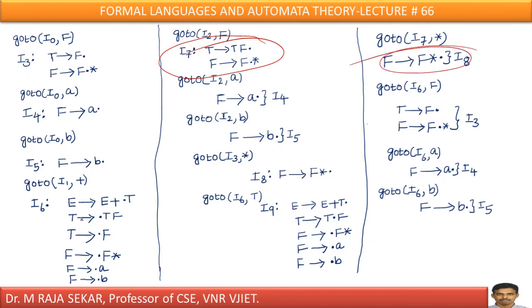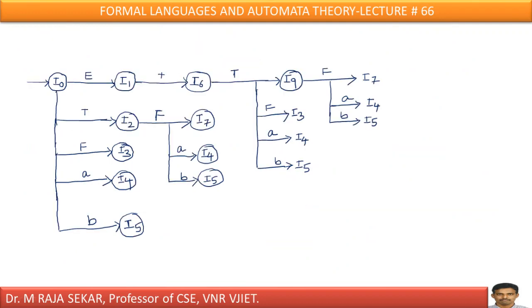Next, anyway, I already explained these productions. In this manner, if you keep on writing, after some stage all the items will be repeated. You won't get new items. Therefore, I must stop here itself. How many items have we got? We have got I0 to I9, which means I can say 10 items.